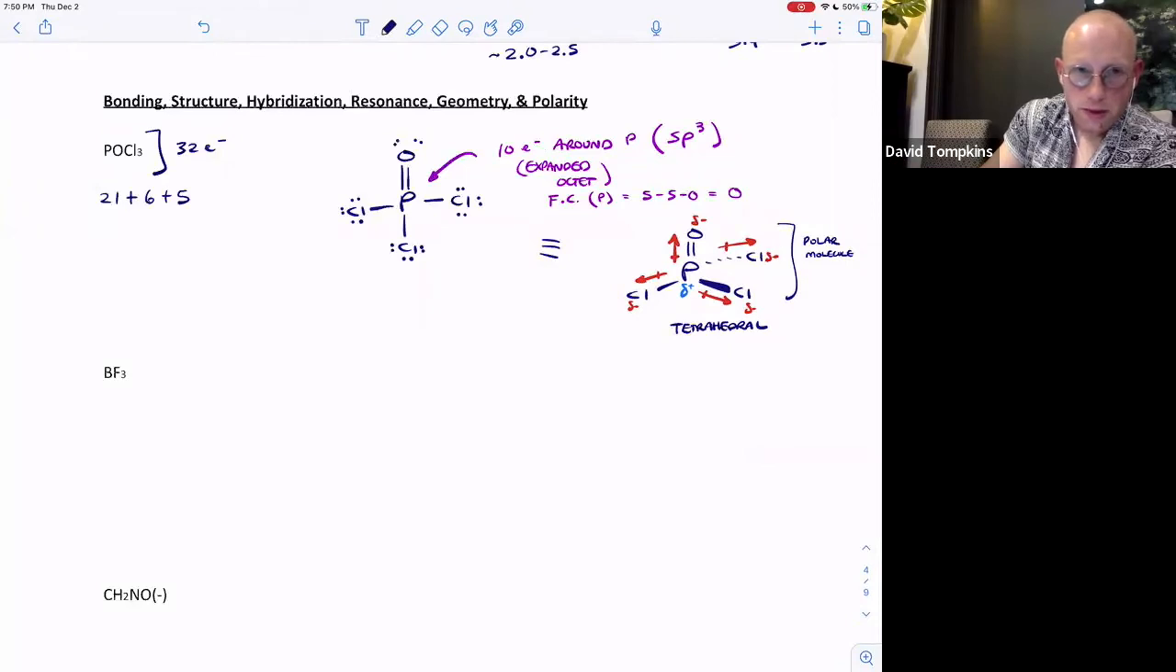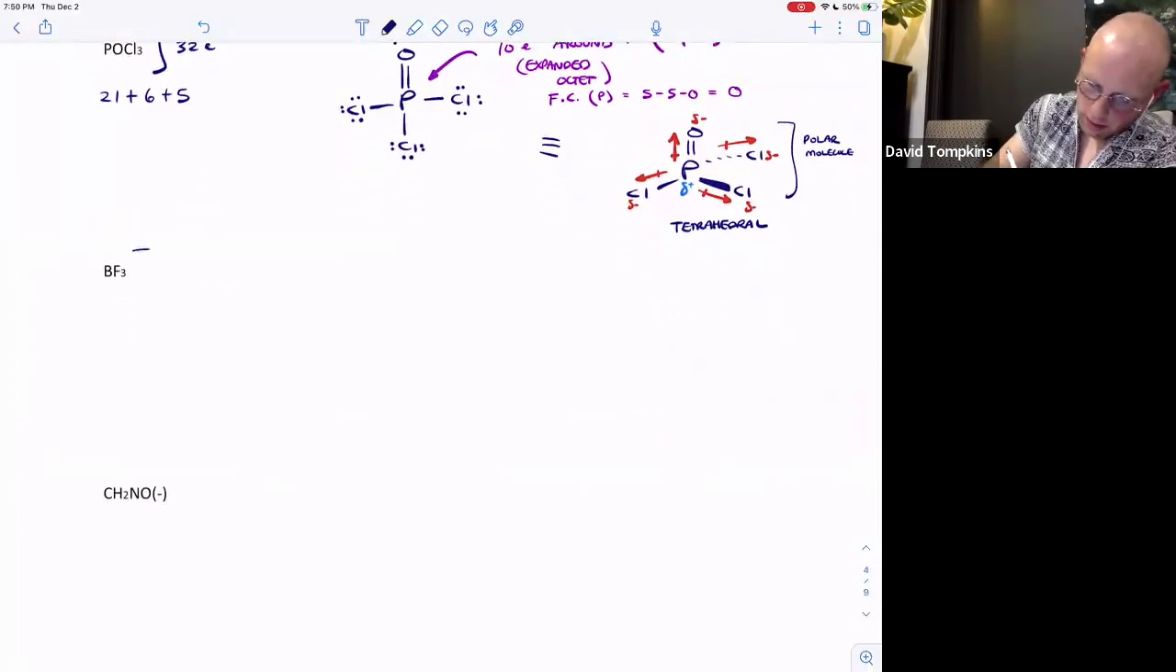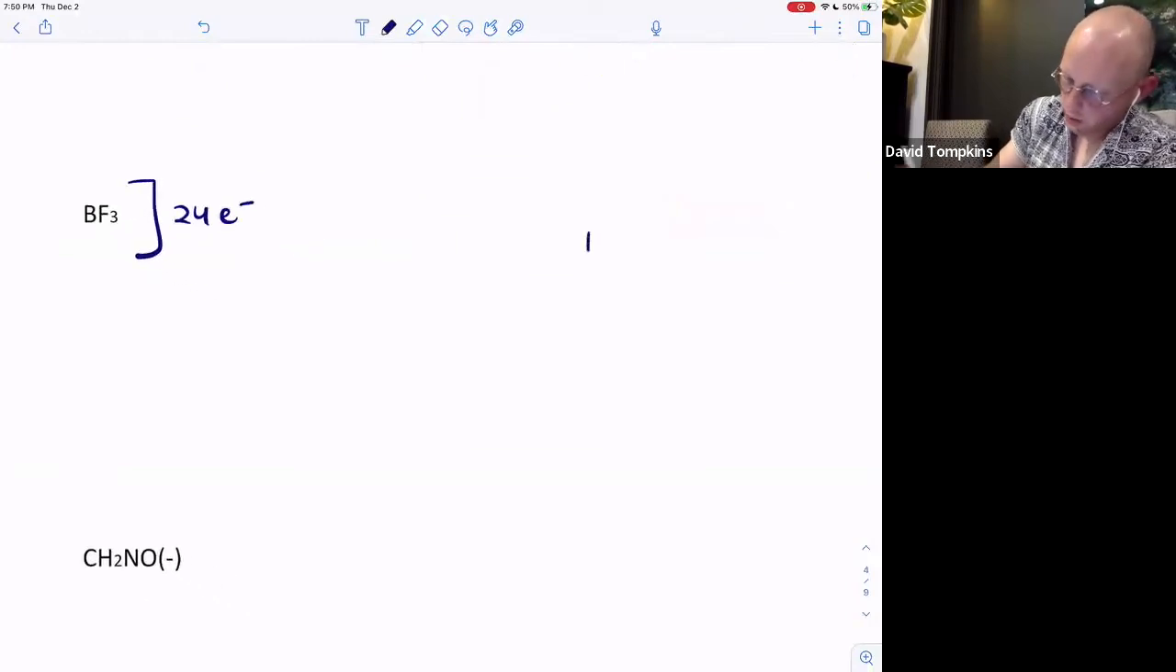Okay. So let's look at another exception to the octet rule. Phosphorus is a common one, but so is boron. And boron trifluoride is going to feature a total of 24 valence electrons, 3 from boron and 21 from the fluorines. Where boron generally makes 3 bonds, fluorine makes 1, and so fluorine will have 3 lone pairs.